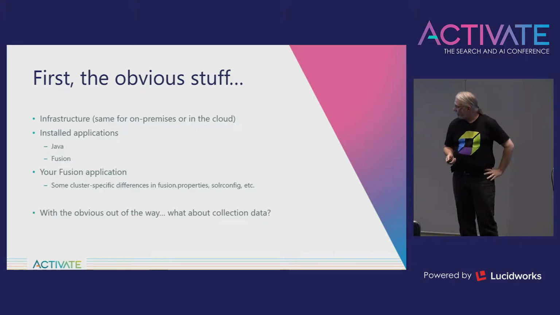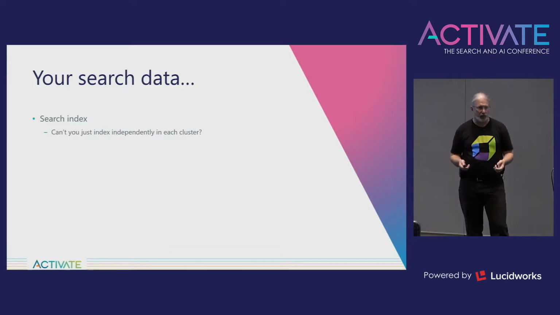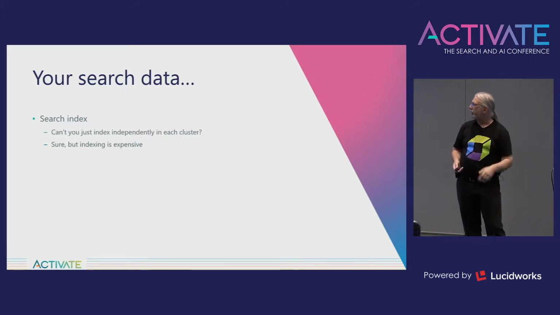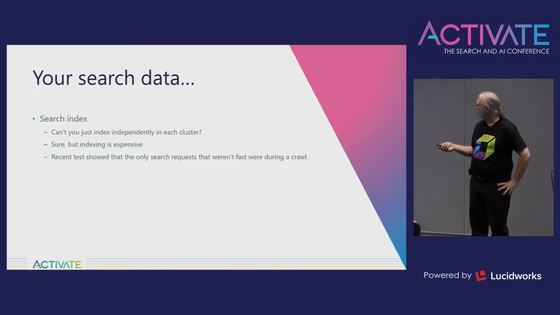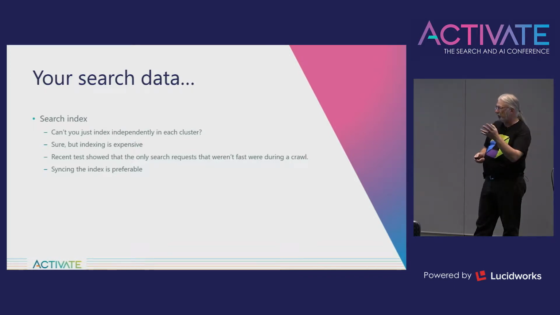So with the obvious stuff out of the way, what about the actual collection data itself? Well, obviously you have to replicate the search index. Surely you can just independently crawl in each cluster. A lot of people do it that way. But indexing is expensive. It takes up cycles. It reduces your response time if you're also taking queries on those same nodes. So we did a recent test and found that the only search requests that weren't as snappy as we wanted them to be were all happening during crawls. So if you don't have to crawl in the remote cluster, you're better off. What I'm getting at is that syncing the index itself would be preferable, and we'll talk about CDCR in a minute.